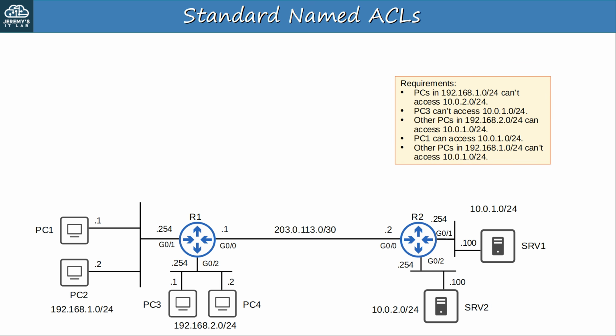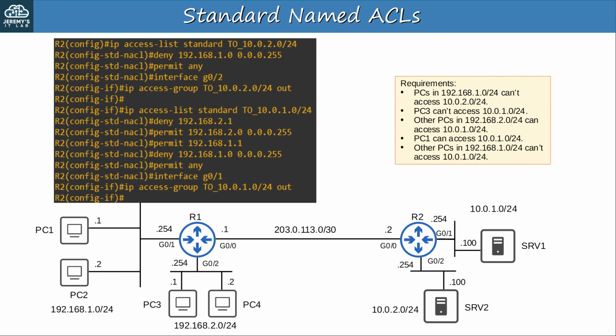So we'll configure one ACL to control access to 10.0.2.0/24 and apply it outbound on R2's G0/2. Then we'll configure another ACL to control access to 10.0.1.0/24 and apply it outbound on R2's G0/1. Here's how I did that. Here's the first ACL. I called it 2_10.0.2.0/24. First, I denied the 192.168.1.0/24 network, but permitted other traffic. Then I applied it outbound on G0/2. So PC1 and PC2 will be blocked from accessing server 2, but PC3 and PC4 will be able to.